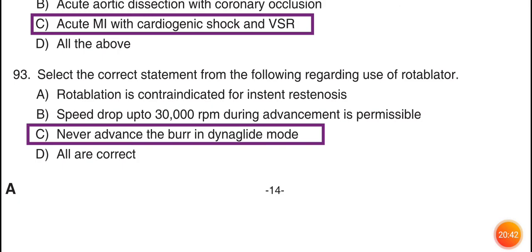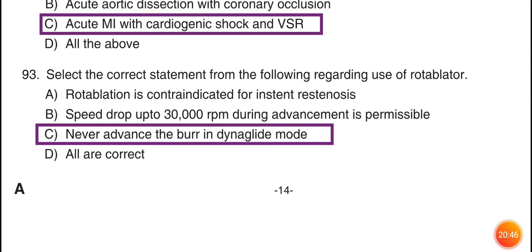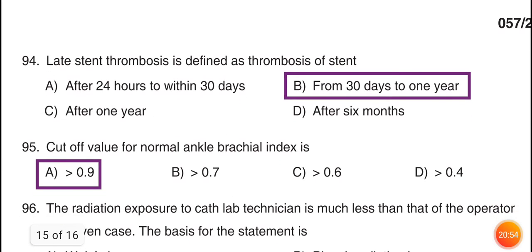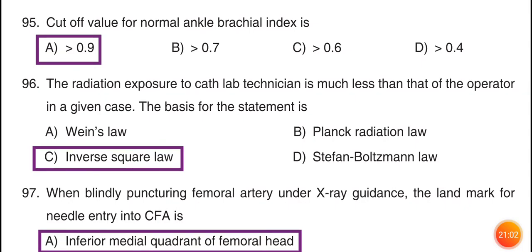93. Select the correct statement from the following regarding use of rotablator. Option C, never advance the burr in dynaglide mode. 94. Late stent thrombosis is defined as thrombosis of stent option B, from 30 days to 1 year. 95. Cutoff value of normal ankle brachial index is option A, greater than 0.9.